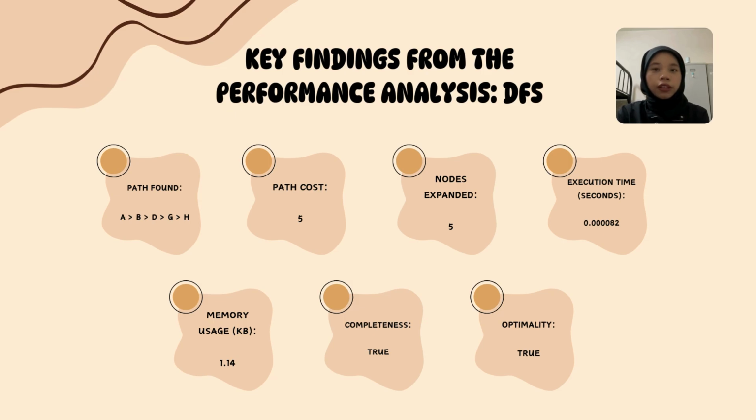Now, these are our findings for the depth first search algorithm analysis. Our algorithm successfully found a path from A to H following the sequence A, B, D, G, and finally H. The total path cost was 5, which is notably efficient. The depth first search algorithm expanded only 5 nodes and executed very quickly in 0.000082 seconds. The memory usage was quite efficient at 1.14 kilobyte.